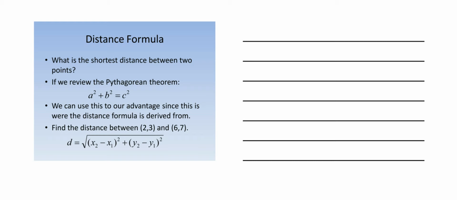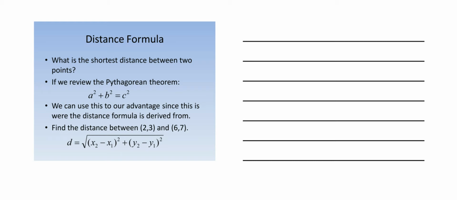Distance formula. What is the shortest distance between 2 points? We're not thinking of wormholes, right? Not theoretically. So if we review the Pythagorean theorem, a squared plus b squared equals c squared, we can use this to our advantage since this is where the distance formula is derived from. Find the distance between (2, 3) and (6, 7).